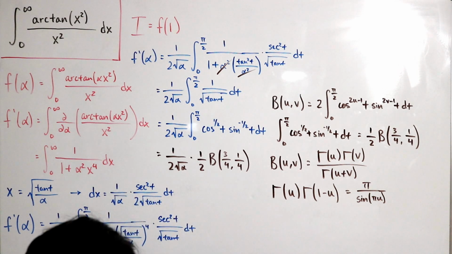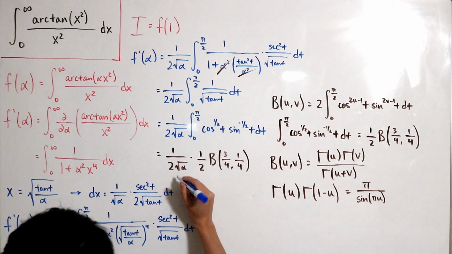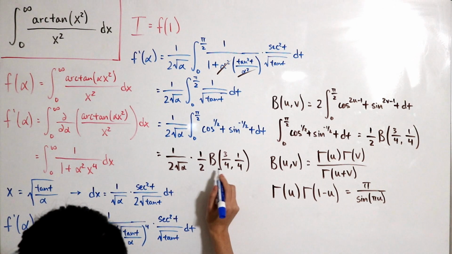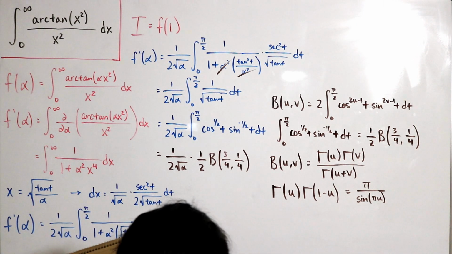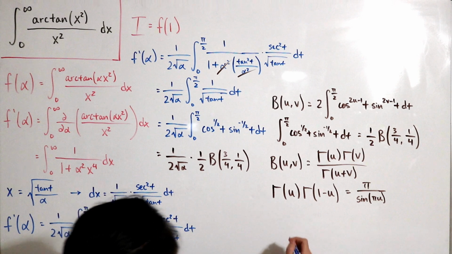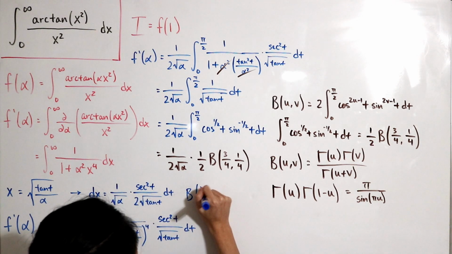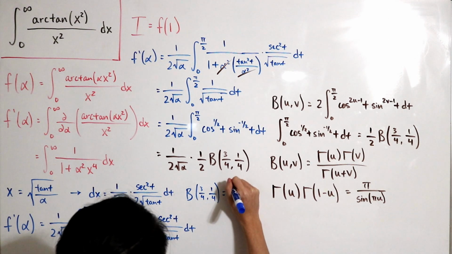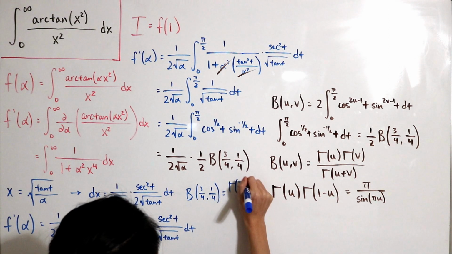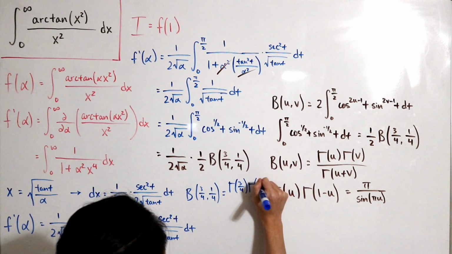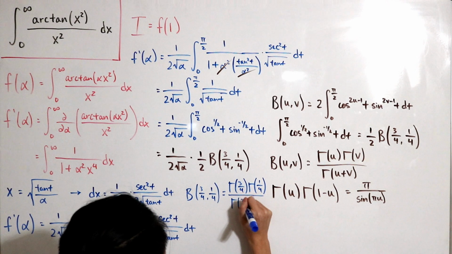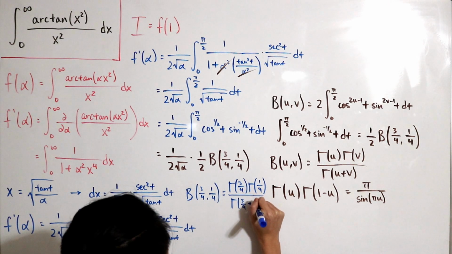Going back to evaluating this part. So we have 1 divided by 2 square root of alpha, then multiplied with 1/2 beta. I think it's worth noting that we need to evaluate this. So obviously beta of 3 over 4 and then 1 over 4. Simply, we just put this as gamma of 3 over 4, then gamma of 1 over 4, all divided by gamma of 3 over 4 plus 1 over 4.